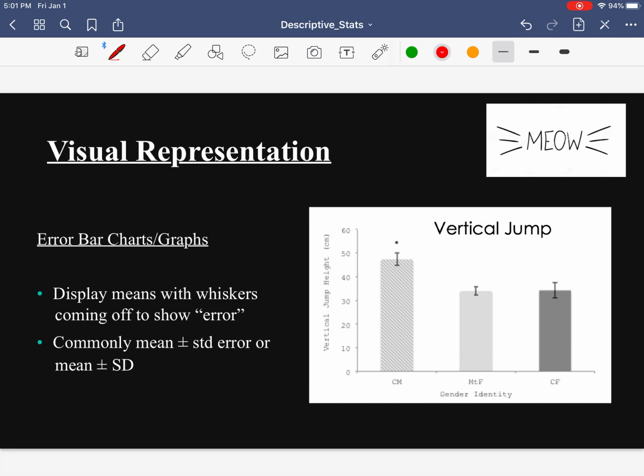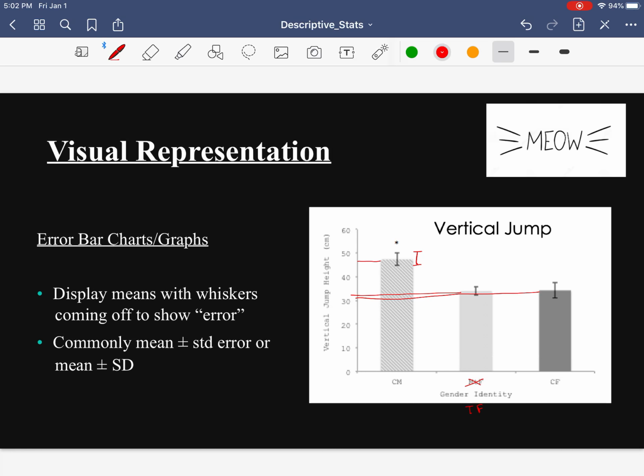So in cisgender males, the average vertical jump height in centimeters was about 47 centimeters. In cisgender females, the average was about 32. And then in transgender females, which is a better way instead of male to female, it was about 33. That gives us the mean. But these error bars have this, and that tells us the standard error or standard deviation.